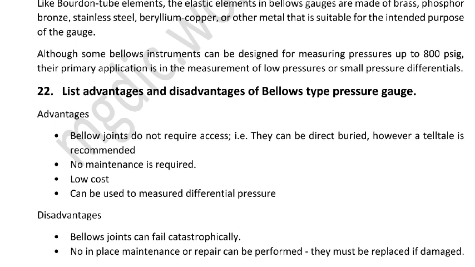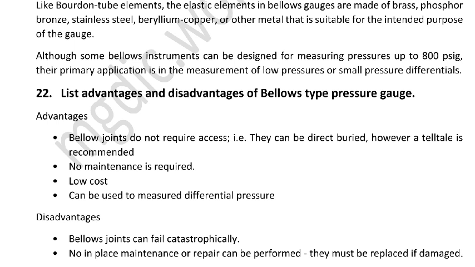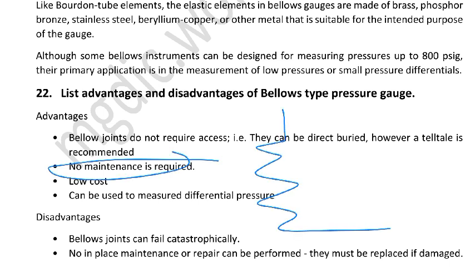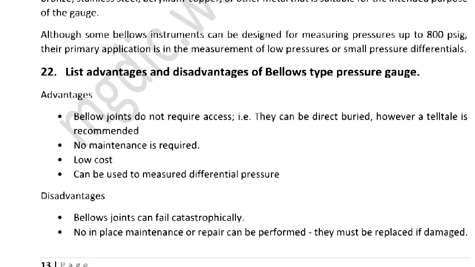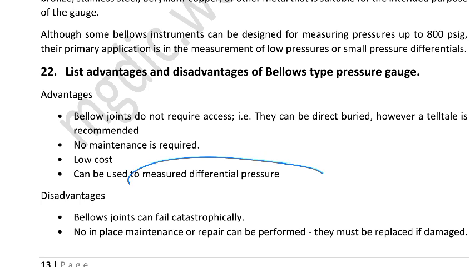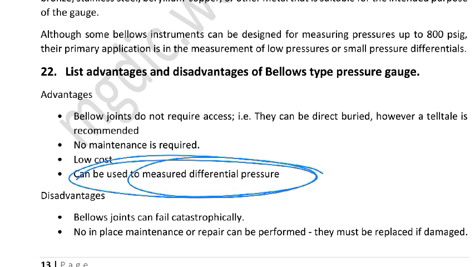So we are discussing the list of advantages of bellows. No maintenance is required, because the structure is like this and like this, so generally it will not require more maintenance. Only if it is once broken will we require maintenance. Cost is very low. They can be used for measuring differential pressure. This is the beauty of them. This question may be asked in an MCQ: they can be used for measurement of differential pressures.